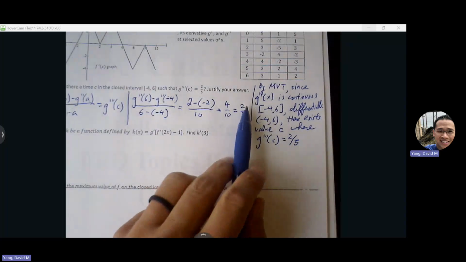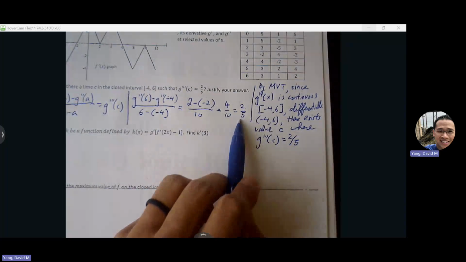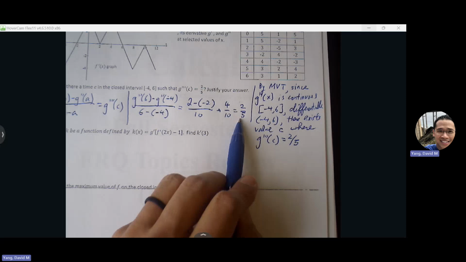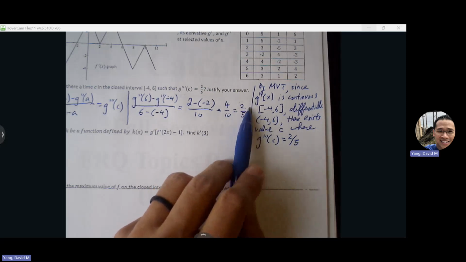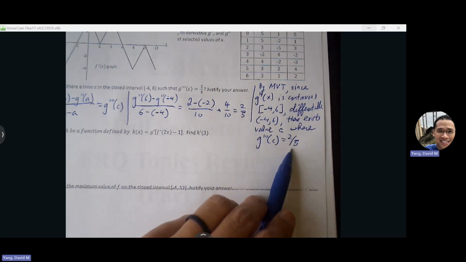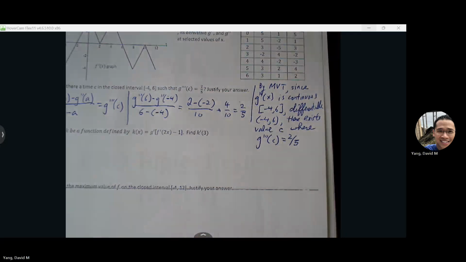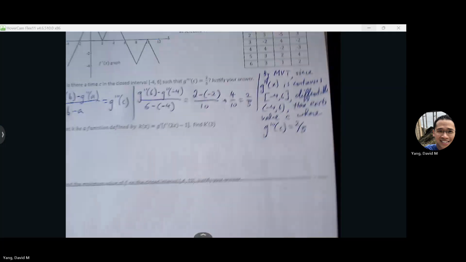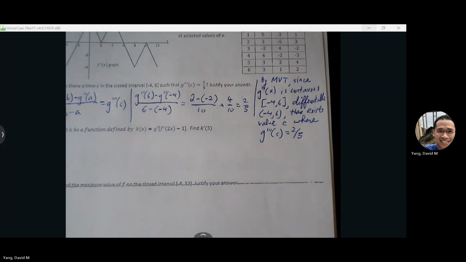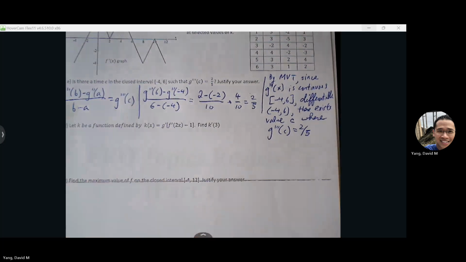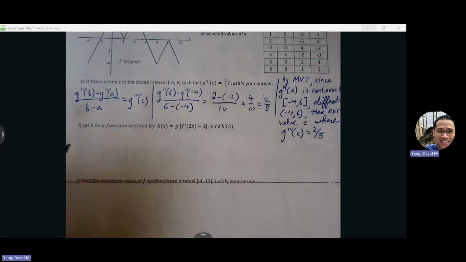And so we're able to show that there is an average rate of change of 2/5 between the two endpoints at the G double prime level. So if there's an average rate of change of 2/5, there must be an instantaneous rate of change of 2/5 somewhere along the curve. All right, let's do one more and then we can stop.